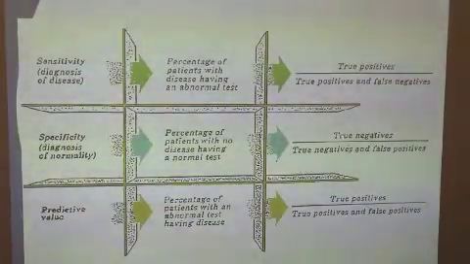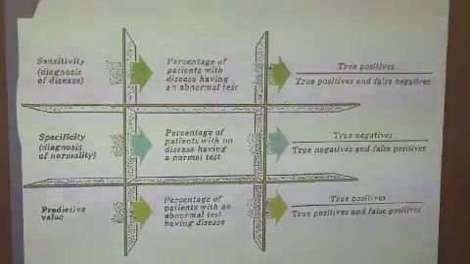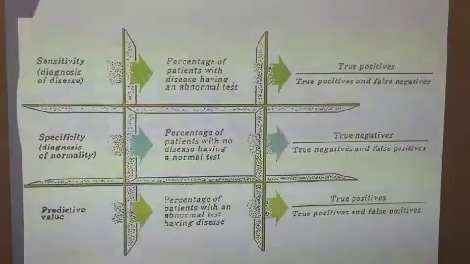The second concept here below that is specificity. The specificity of a test tells us how good the test is in identifying those people who are healthy, who do not have the illness that we are looking for. And the combination of these two gives us some idea of the value of these tests.